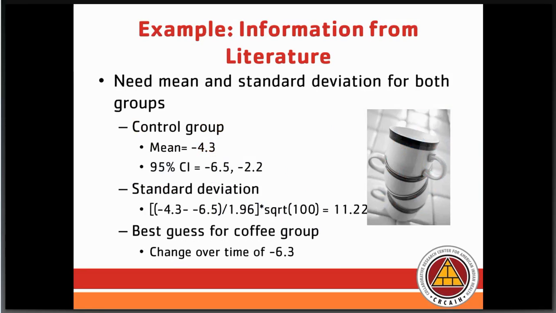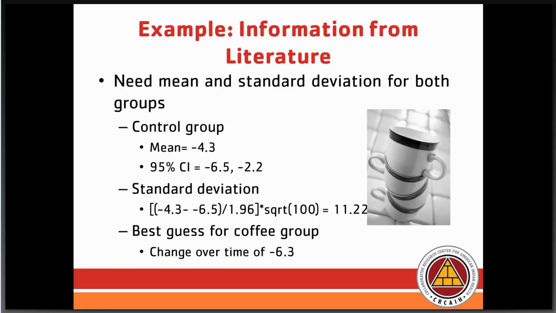So now that we have the data from the literature, we can start to set up and pull in the numbers that we need to calculate sample size. So our mean for a control group is negative 4.3 with a 95% confidence interval from negative 6.5 to negative 2.2. And from that, there's an equation that you can use to get the standard deviation, which we found to be 11.22.